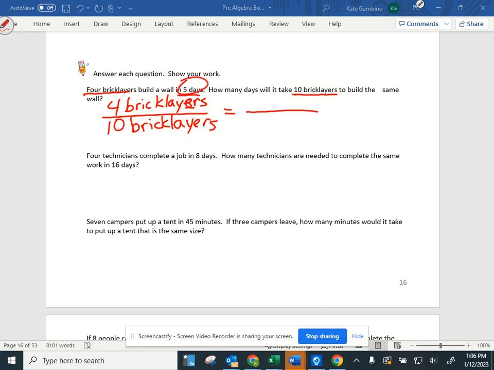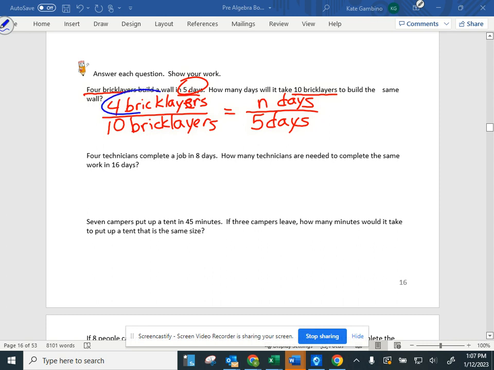We have one more piece of information. Where do I put the 5 days, Gus? Yeah, 4 bricklayers are on the top, so the 5 days goes on the bottom. And then we have our question mark for our days. Is our answer going to be greater than 5 or less than 5, Aiden? Less than, because we know that bricklayers increased. They went from 4 to 10. So we know our days needs to decrease. So our answer is going to be less than 5.